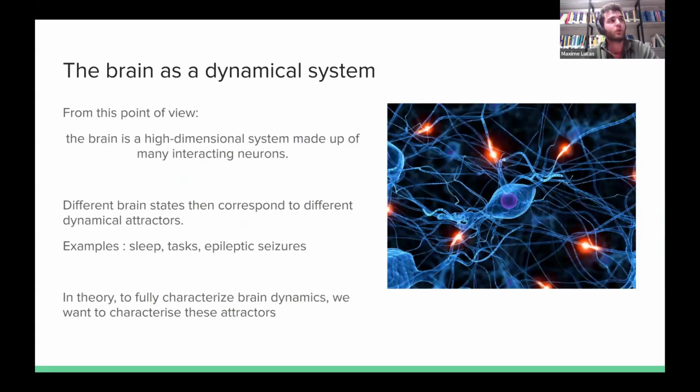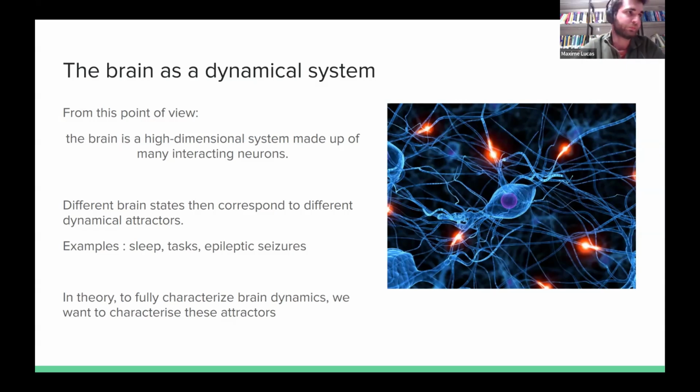My background is theoretical physics and dynamical systems. In this case, we could view the brain as a big dynamical system, a very high dimensional system made up of many interacting neurons. All of these neurons have their respective dynamics and they interact and create a very complex dynamics. The result of this big high dimensional system can be very diverse dynamical regimes.